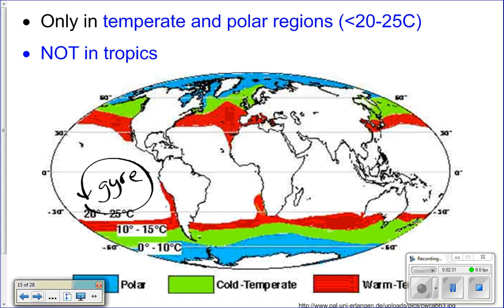You also get upwelling that occurs here because of lots of trade winds, but that's one of the things that will affect it. All right. So you get kelp forests on hard bottom substrates in temperate and subpolar regions, and definitely not in the tropics.